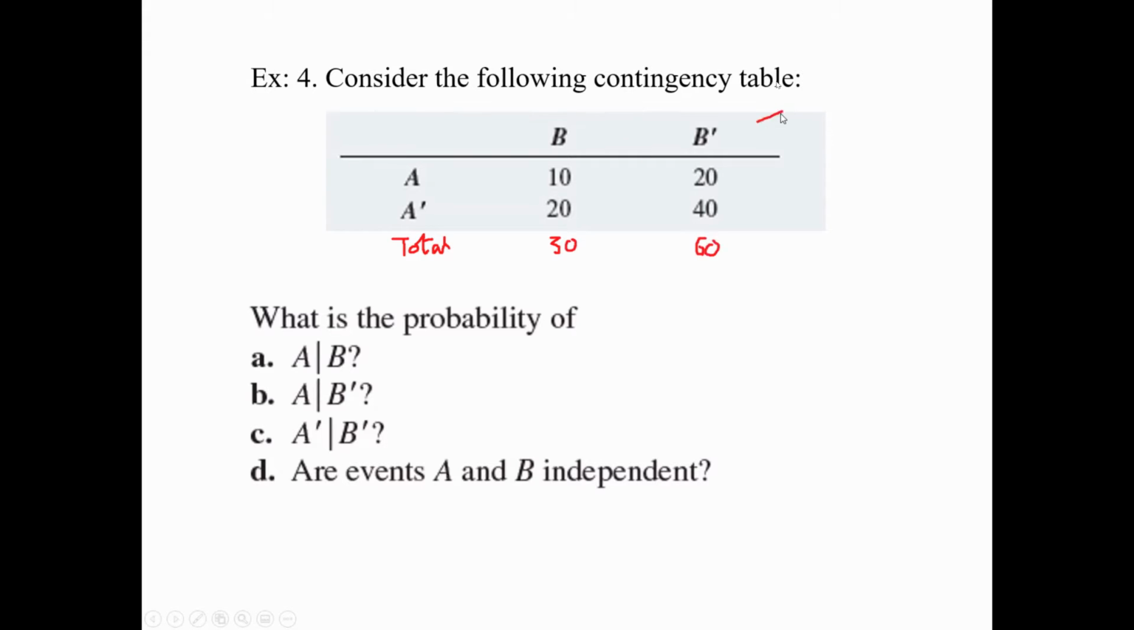And the total of A is 10 plus 20, which is 30 here, and the complement of A total is 60. So the total sample size is 90. All right. So now what is the conditional probability of A, given B has occurred?